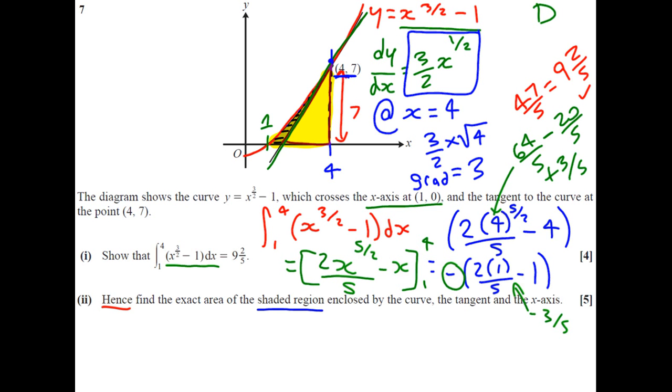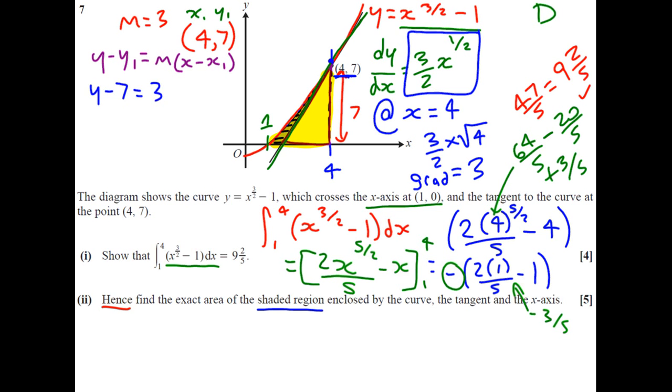So you have that m is 3, and you have a point 4, 7. From core 1, you know that all you need is a gradient and a point to get the equation of a line. So you're going to use the formula y minus y1 equals m times x minus x1. So it's going to be y minus 7 equals 3, x minus 4. Y minus 7 equals 3x minus 12, plus the 7. Y equals 3x minus 5. That is the equation of this tangent line.